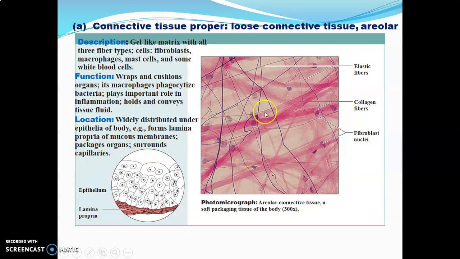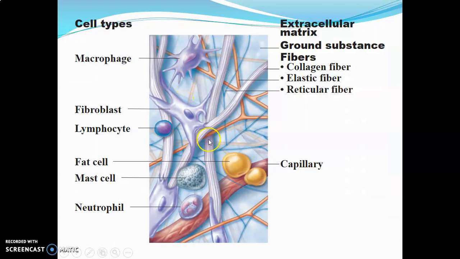When you see this tissue with these thread-like substances, these are areolar elastic fibers, but the fibers are few. You can appreciate some collagen fibers here, and these are nuclei of fibroblasts. This is your areolar connective tissue. As you can see, the different types: elastic, collagen fibers, and then you have your fibroblast. This is a lymphocyte. We'll discuss the blood cells later.